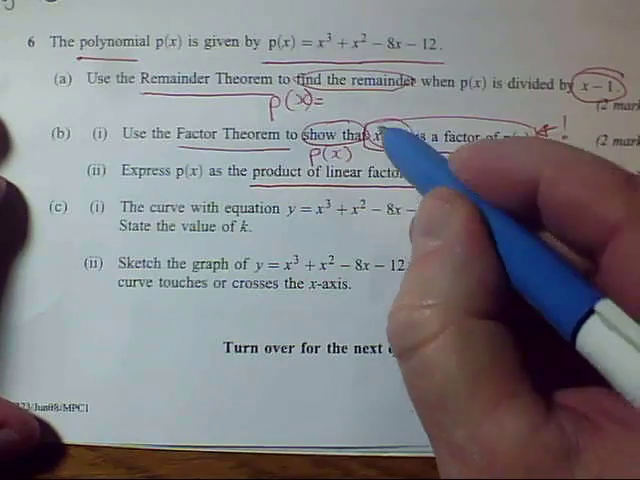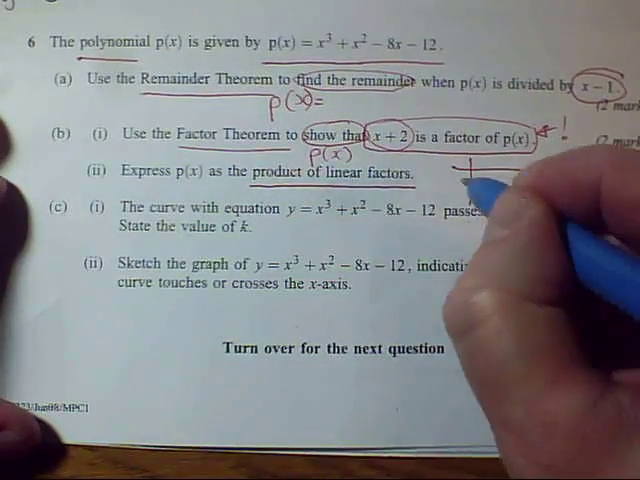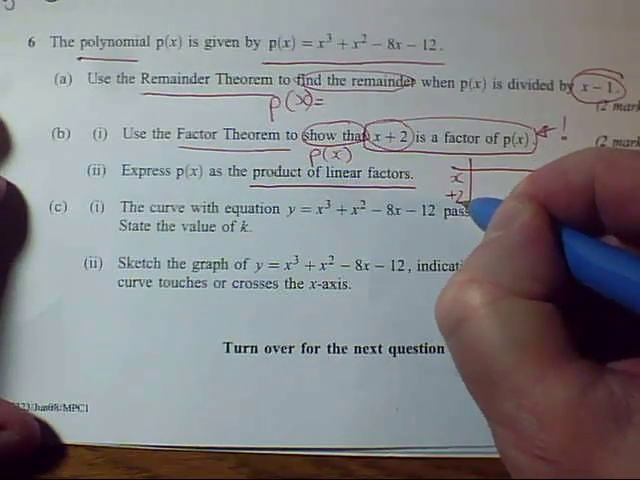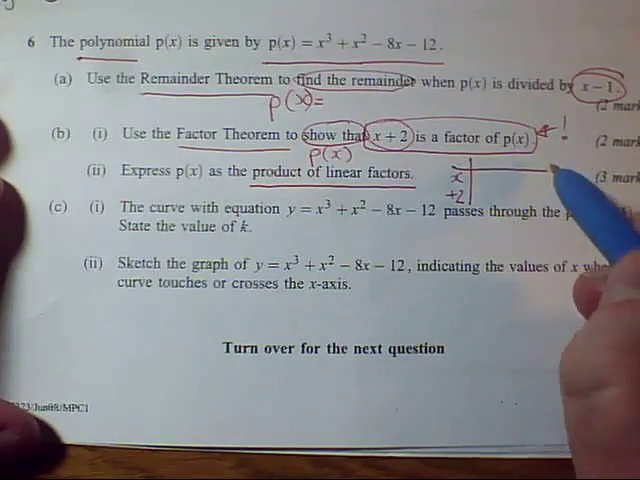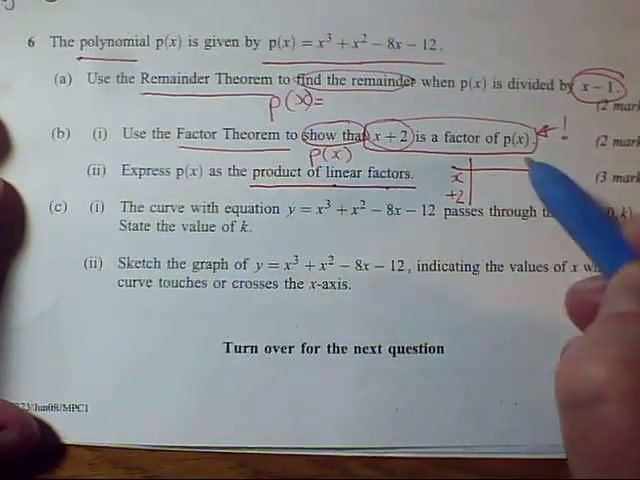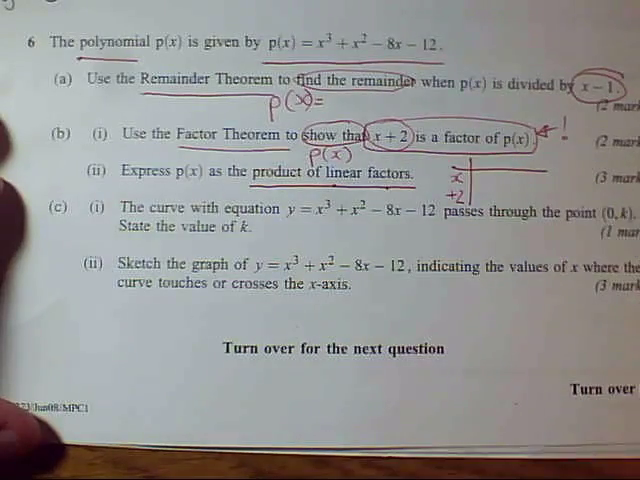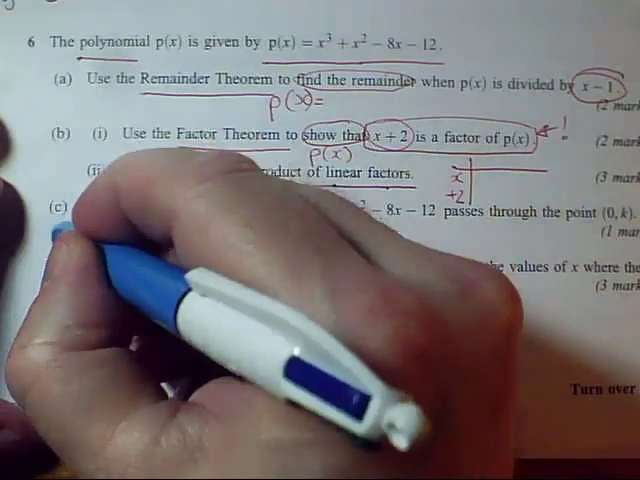Now in part 2, I've got to write it as a product of linear factors. So X plus 2 is going to be one of those factors, and this is where you do use the grid method with X plus 2. Just as it is in your notes, you're going to work out X plus 2 times a quadratic that you're going to get across the top, and then to get linear factors you're going to have to factorize that quadratic as well.